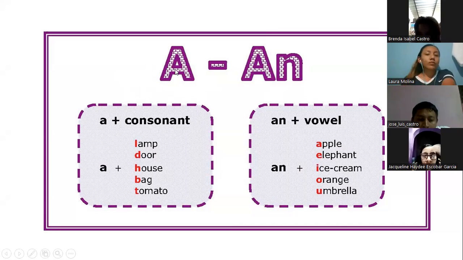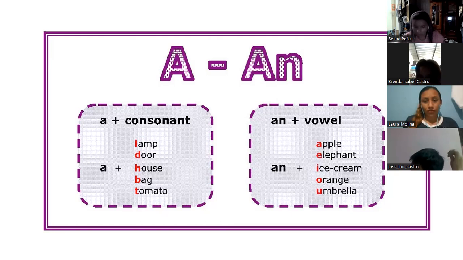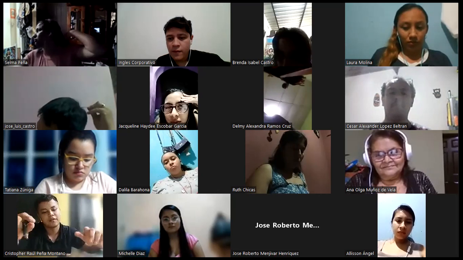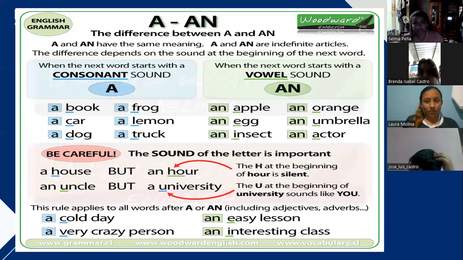Se pone an cuando va una vocal después. La palabra que va después de an tiene que ser una vocal. Y solo a es cuando van las consonantes. Yo tenía entendido otro concepto. Ok, what is the concept? Según tenía entendido yo, vamos a utilizar el an cuando una pronunciación se escucha como una vocal, como en apple. Exactly. Suena como vocal, exacto.